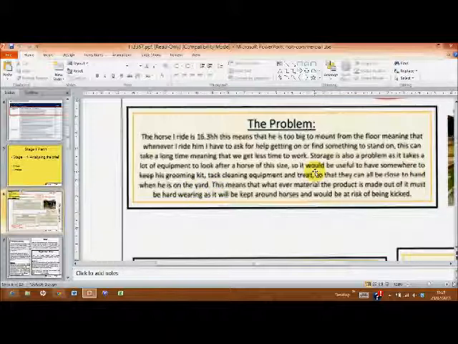Okay, so mostly that is moaning. There's a little bit of what would be useful if, but nowhere does it say what I'm going to do. This means that whatever material the product is made out of must be hard wearing, as it will be kept around a horse and would be at risk of being kicked. So there's a little bit of hinting at what might come next, but you have not gone into too much detail, and mostly it's just moaning about the state of the world.